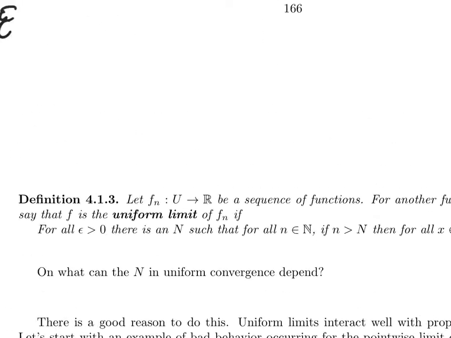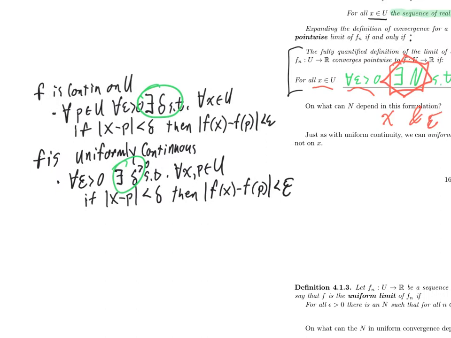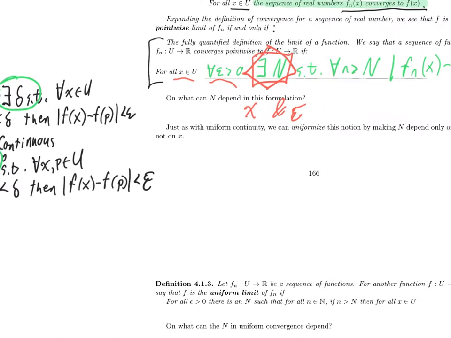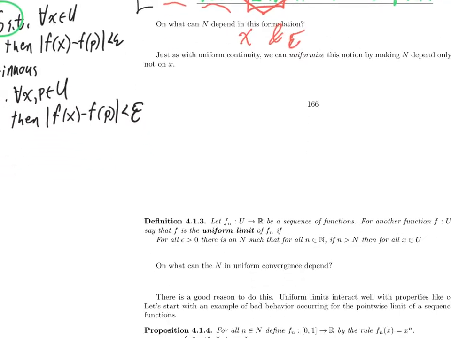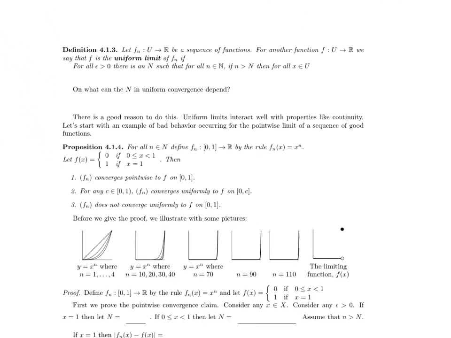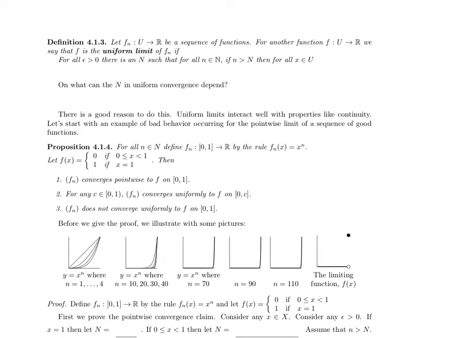And, well, you know exactly what I'm going to do. How did we make it so that delta didn't depend on p? Well, we just declared delta before p. I'll just change this definition so the big N is declared before the x. x comes after N. So here it is, definition. Let f sub n be a sequence of functions. For another function f from U to R, we say that f is the uniform limit of this sequence of functions.